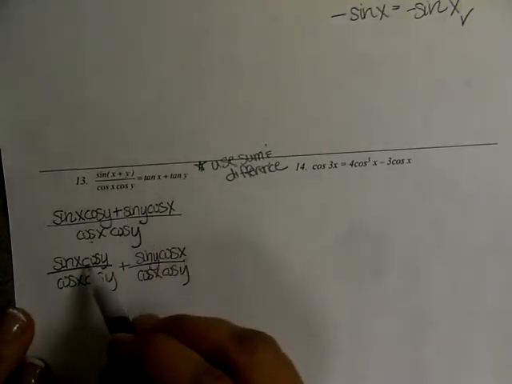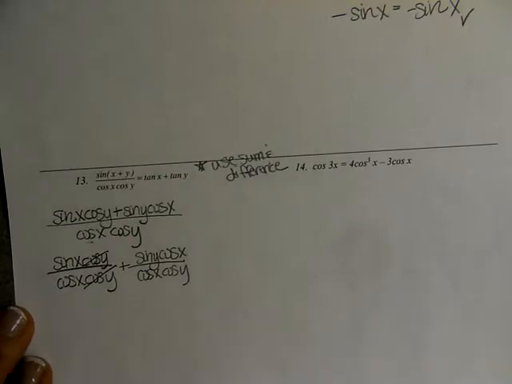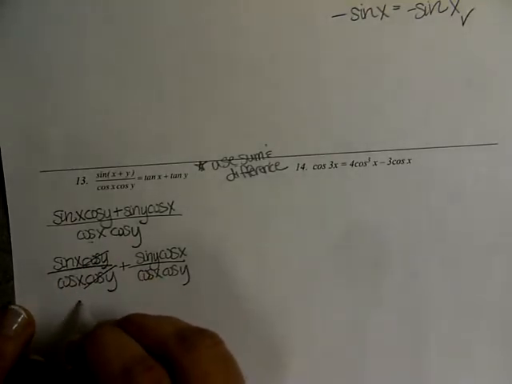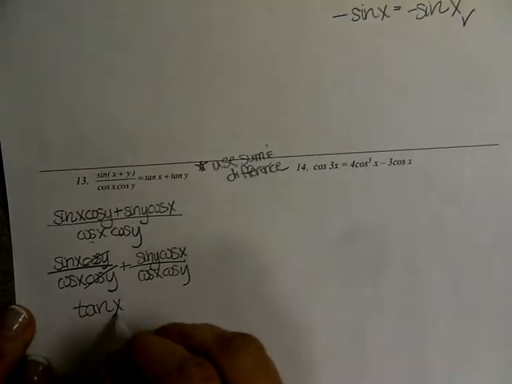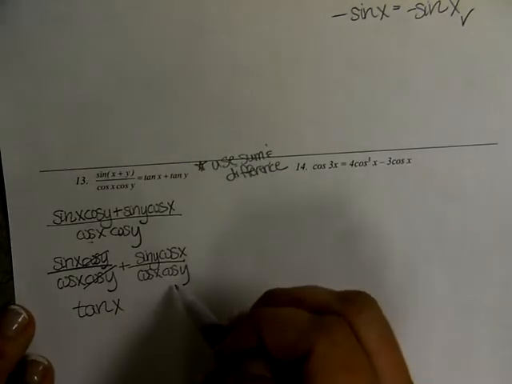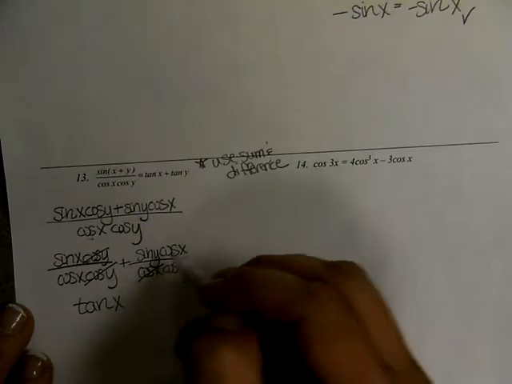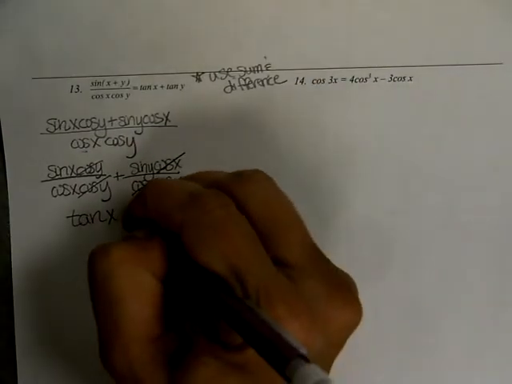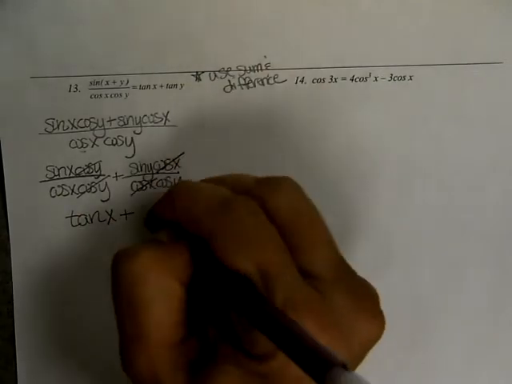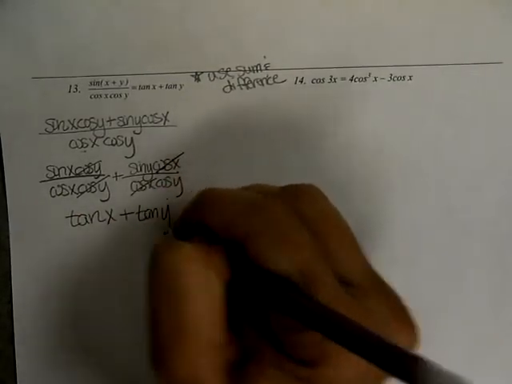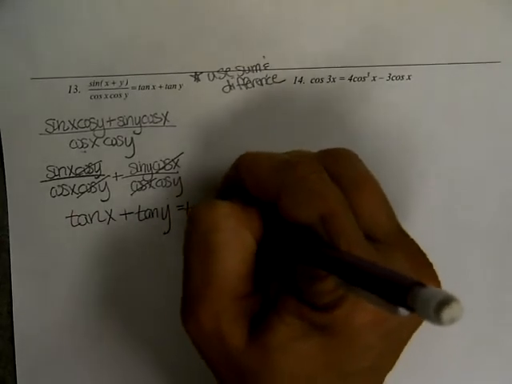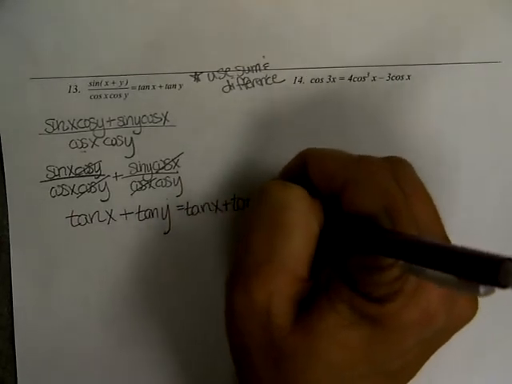And that's really handy because we see that these cosine y's cancel. And so the sine of x over cosine of x, I could rewrite that as tangent x. And in the second term, the cosine of x and cosine of x cancel out. That leaves me with the sine of y over the cosine of y, so that's going to be the tangent of y. And what do you know? That's what they wanted us to show. So we're all done with number 13.